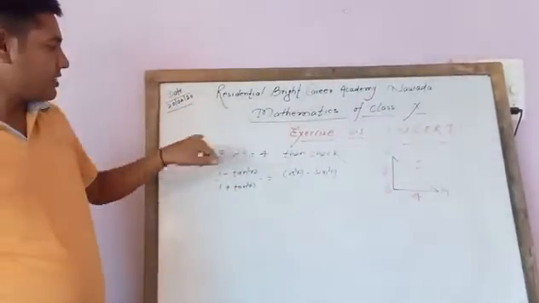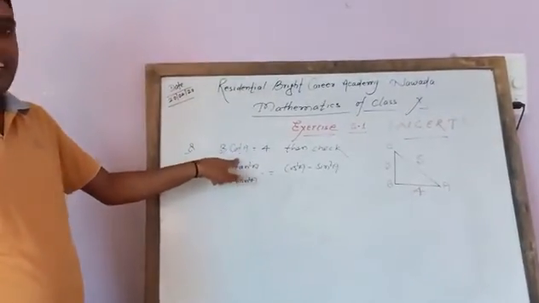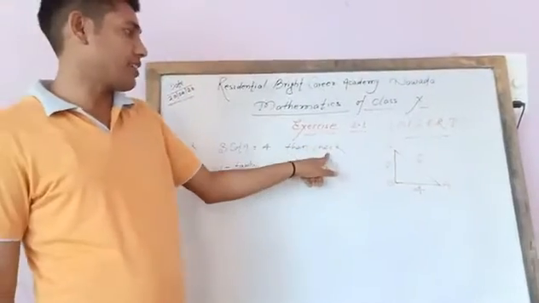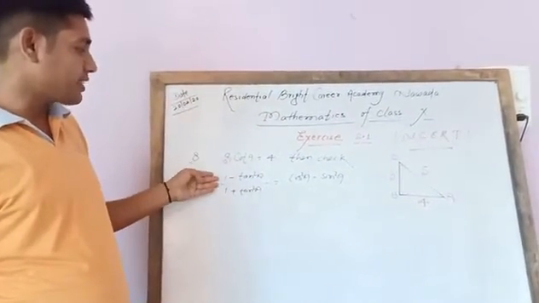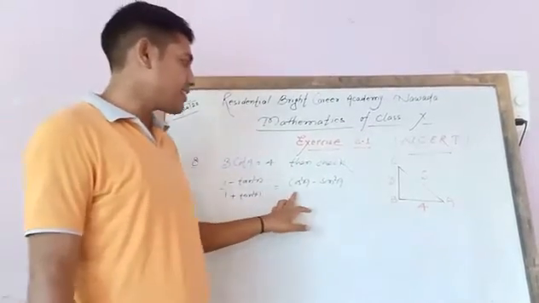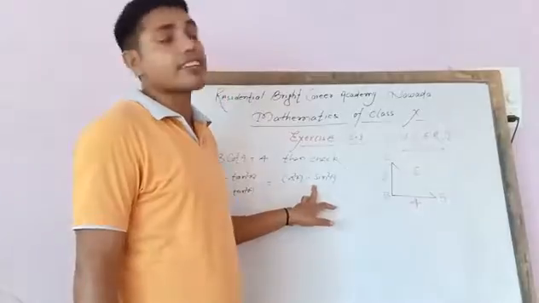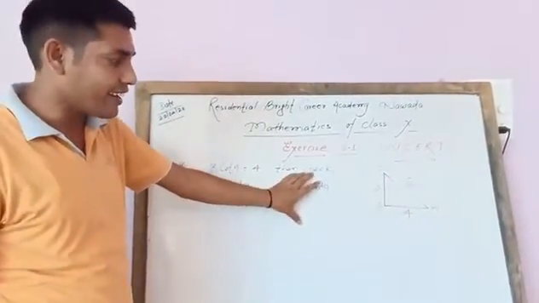In this exercise, next is question number 8: if 3 cot A is equal to 4, then check. It means we have to check whether 1 minus tan square A upon 1 plus tan square A is equal to cos square A minus sin square A or not.